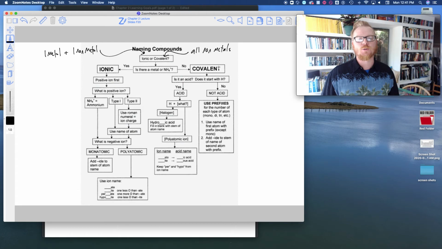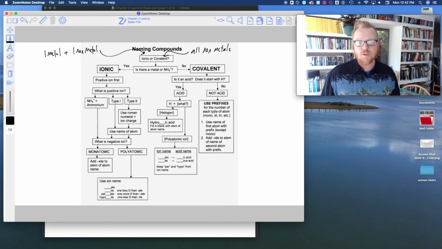So let's suppose we have a covalent compound. Is it an acid? How do I know if it's an acid? Well, does it start with hydrogen? If it starts with hydrogen, then yes, it's an acid. If it doesn't, then it's not an acid, and we use the number of each atom: mono, di, tri, etc. We don't put a mono on the first one, remember. So carbon monoxide is not monocarbon monoxide. It's just carbon monoxide. And for the second one, add "ide" to the second atom name.